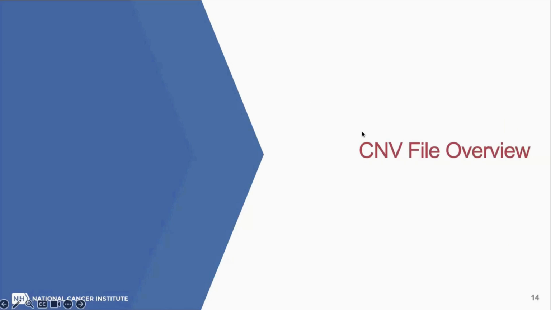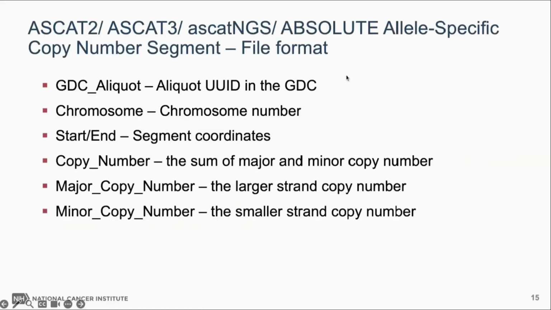Thanks, Zenyu. And now I'm going to go over a little bit about the files that Zenyu was just talking about and how they are formatted. A lot of the files do have the same format, so I squeezed them all into the same section here. So for ASCAT 2, 3, NGS, and Absolute, the allele-specific copy number segment files have these columns, so I just listed them like a list. So you're going to see a lot of common elements between them.